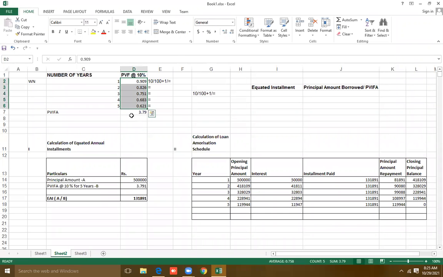Now what you do, add these values: 0.909 plus 0.826 plus 0.751 plus 0.683 plus 0.621. If you add these values, you will get 3.79. Add these present value factors, do the addition, and you will get the total. Got everybody? 3.79.